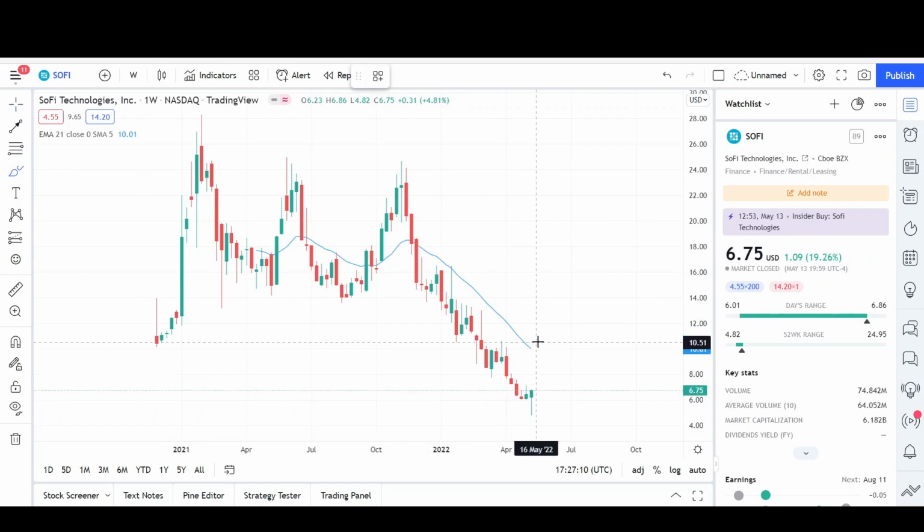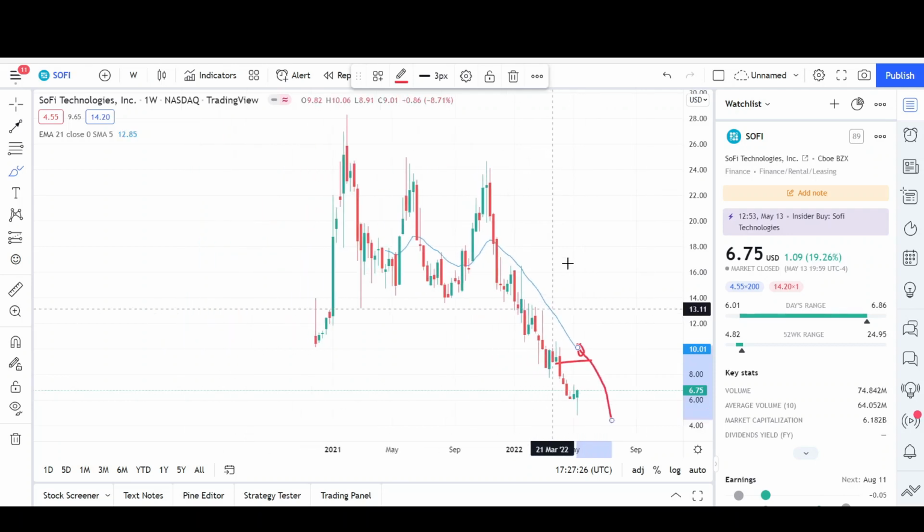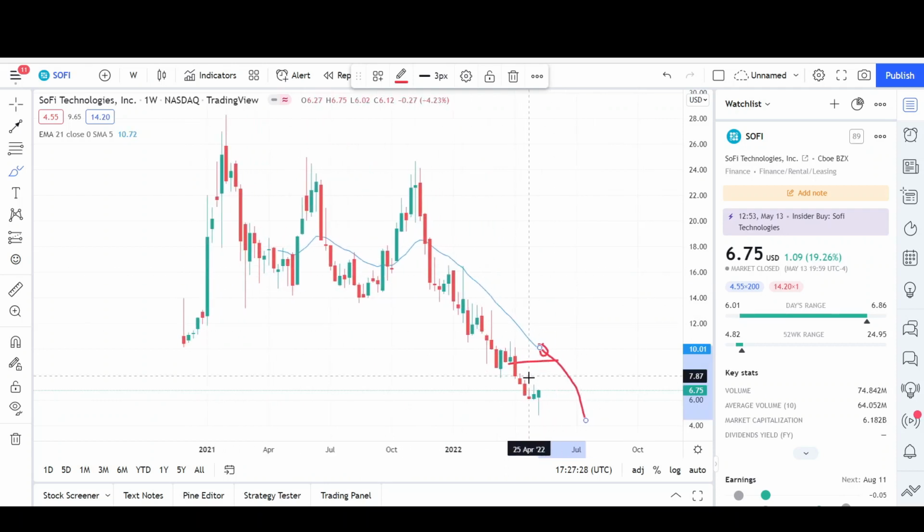But now it looks like we could pull back to it. I'm looking for at least a $9 level, and that would give a chance for the EMA to catch up, and that's when prices will meet it on the weekly chart, and we'll probably see one more push down to complete the downtrend pattern. So looking for lower price targets. I don't think this is a bottom.